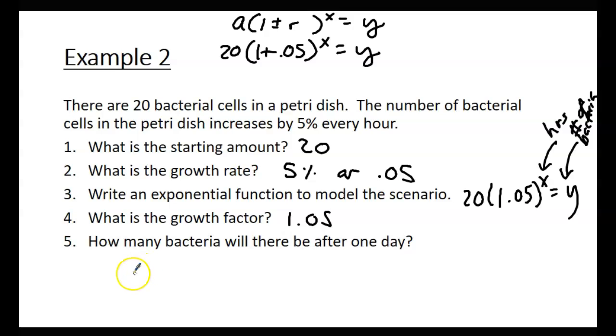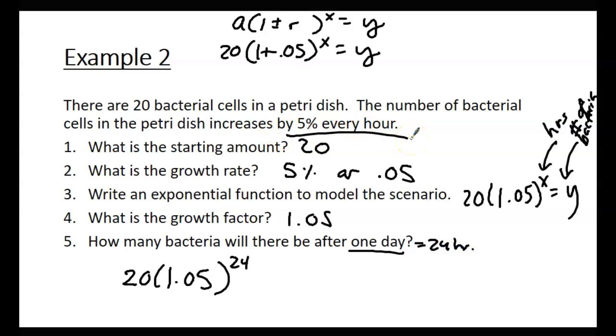All right, so number 5 says, how many bacteria will there be after 1 day? Careful with that one. So we have 20 times 1.05 to what power? 24. Why is it 24? Because 1 day equals 24 hours, and we're dealing in hours, right? So if they say a day, you're going to have to convert that. And then we get to use our calculators. So don't forget how to type it in your calculator. It's 20 parentheses 1.05 caret symbol 24. And you should get your answer.